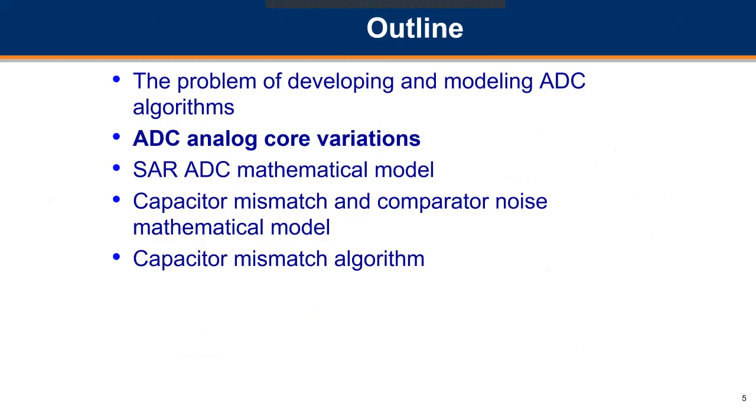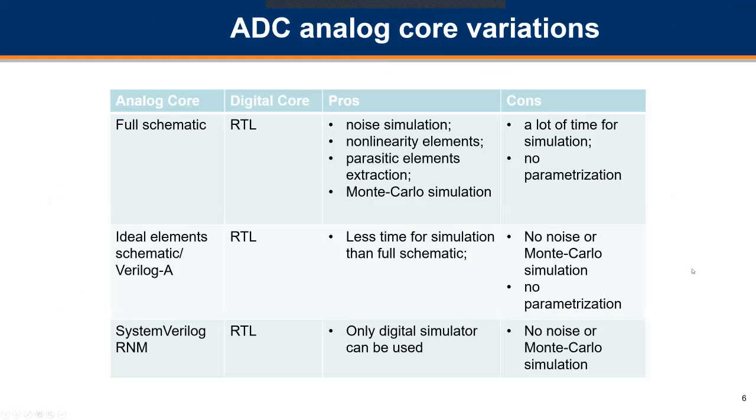Next, we will consider the main options for representing the analog part of the ADC, which can be used to develop and debug the digital part. Full schematics gives the most accurate results and allows you to take into account all effects, but it takes a lot of time to simulate. In addition, block parameterization is severely limited.